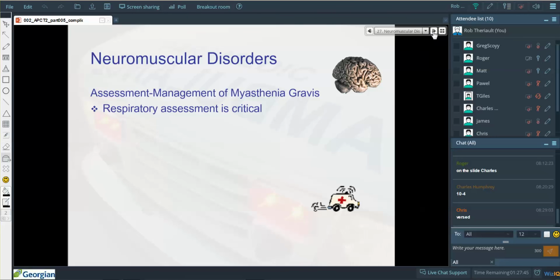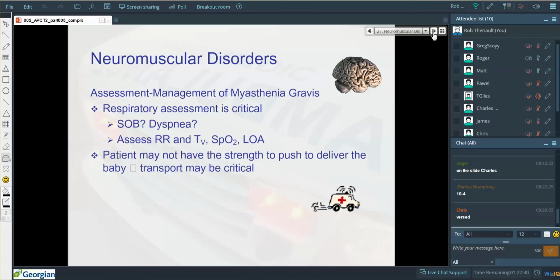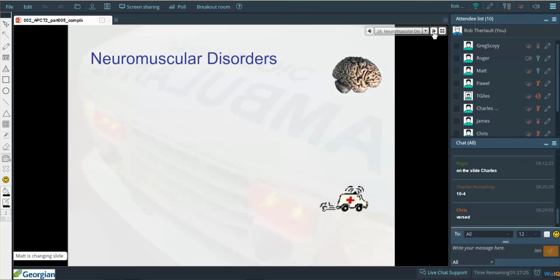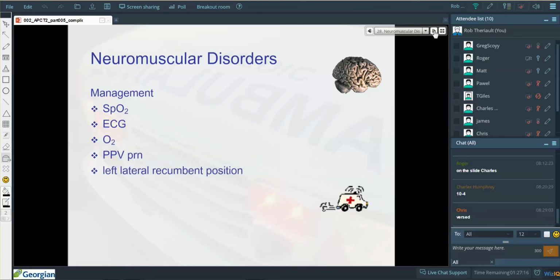So respiratory assessment in neuromuscular disorders will be fairly critical. Are they short of breath? Are they dyspneic? They're likely to tire quickly. We want to roughly gauge the respiratory rate and tidal volume and get their SpO2 and LOA. And they may not have the strength to push to deliver the baby. That's the big concern. So management would be SpO2, ECG, O2, PPV PRN, left lateral recumbent, IV TKO, and transport.